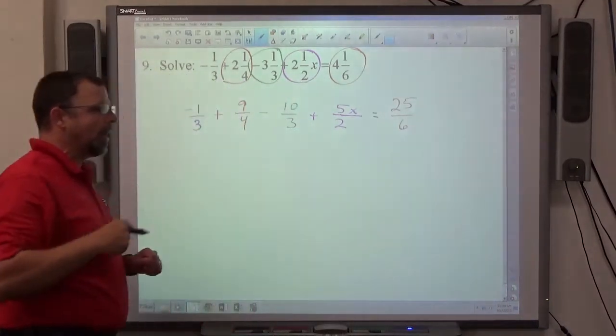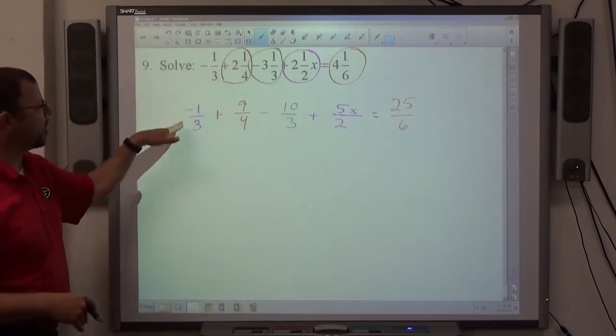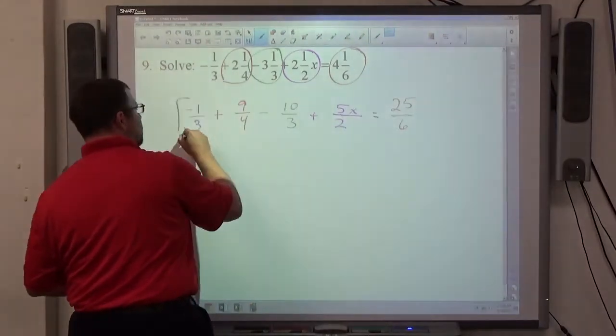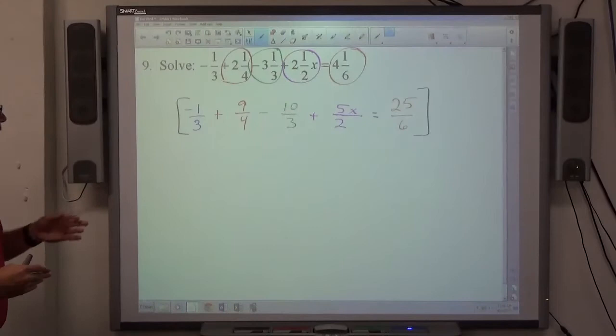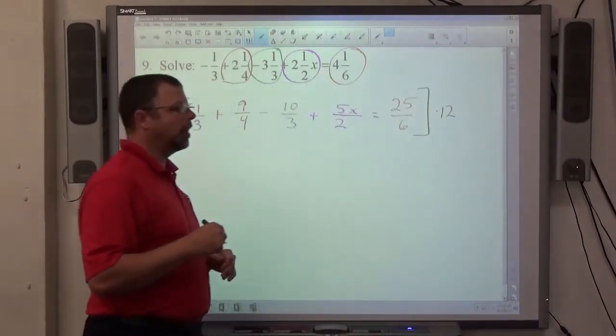So that's priority 1, make every single mixed number into an improper fraction. Keep the proper fraction as is. Next step I do is I'm going to get rid of the fractions, because it's much easier to solve an equation with no fractions in it. Common denominator of 3, 4, 3, 2, and 6 is 12. That's the least common denominator.